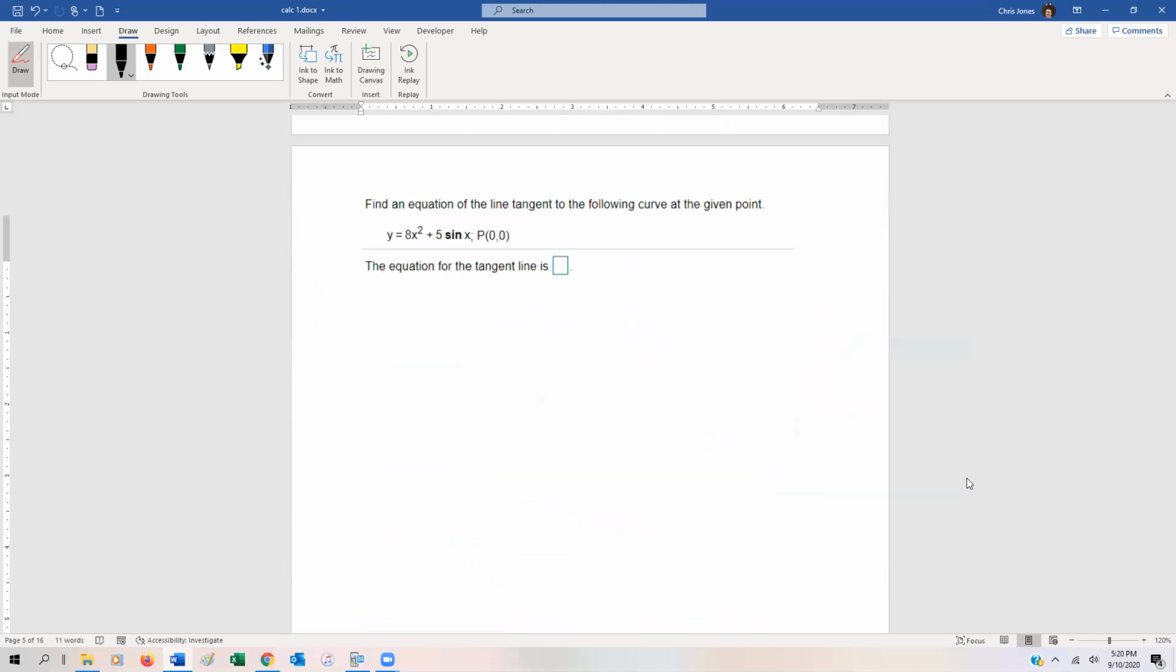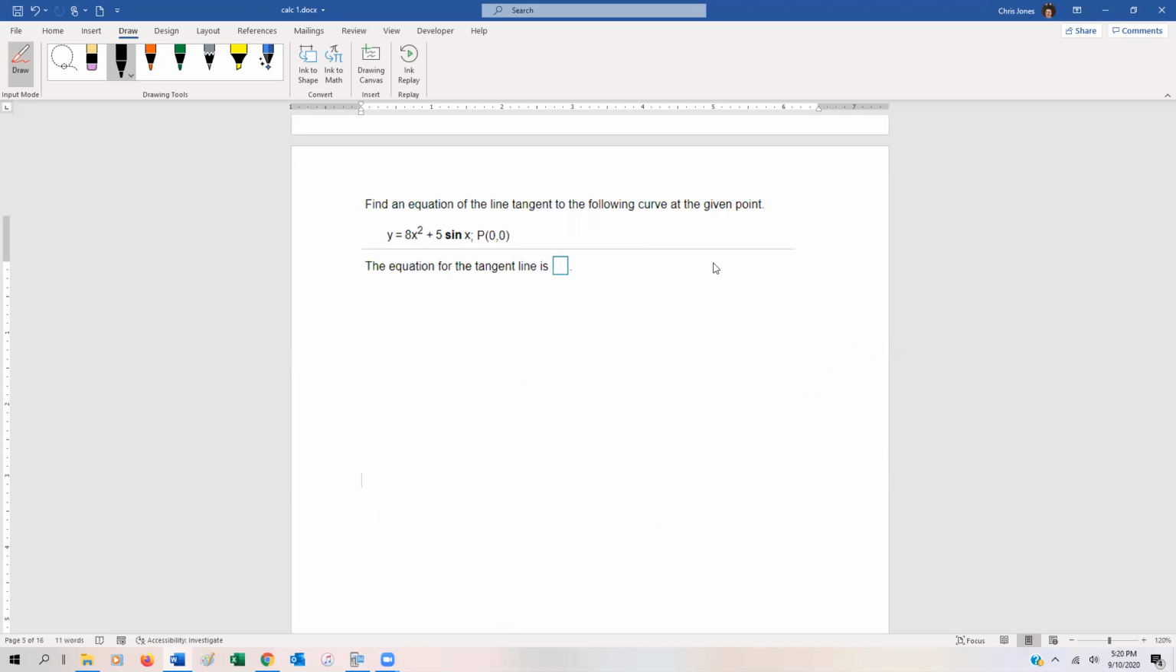A very common problem that you're very likely to be tested on for an examination is to be able to find the equation of a tangent line. And we're going to be able to check it as well by utilizing our calculator. So let's find the equation of the tangent line to y equals 8x squared plus 5 sine x at the point (0, 0), which is our origin.